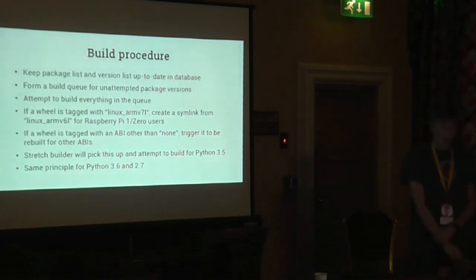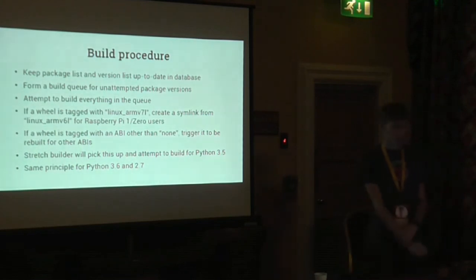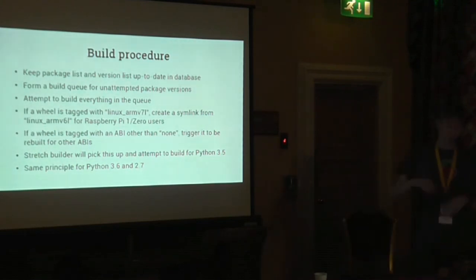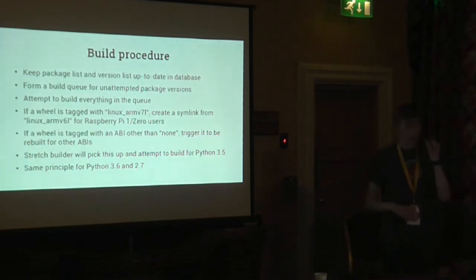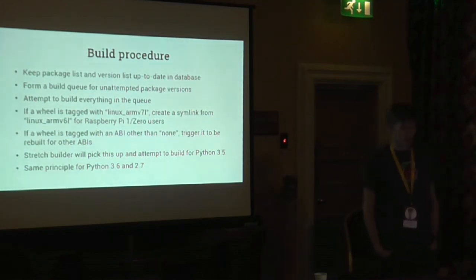And if a wheel is tagged with an ABI other than none, trigger it to be rebuilt for other ABIs. So if you build NumPy, for instance, and it has an ABI tag of CPython 3.4, then that needs to be triggered to be rebuilt by a new builder that has Python 3.5. So we introduced Stretch builders this week, and they will pick up anything in the queue that's tagged as needing building for 3.5. That will be built for 3.5 and added to the web server.